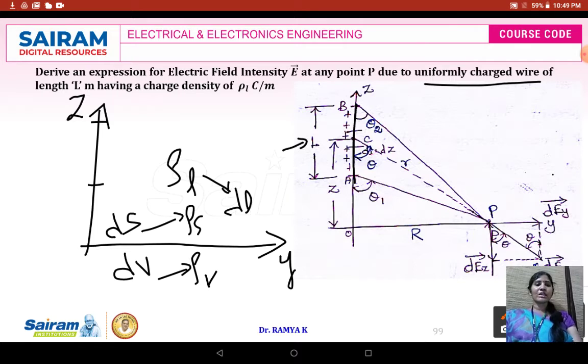Likewise, in this line charge density, you are going to consider a differential elemental length at point C. So when you consider a differential elemental length at point C, this is the point where we need to identify your electric field intensity. So this is the point where, because of this, what is the amount of electric field intensity that is going to be exerted at point P. So this is going to be your effect, and this point C is going to be your cause.